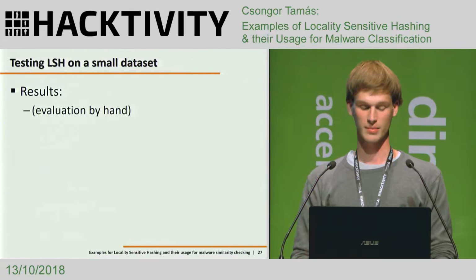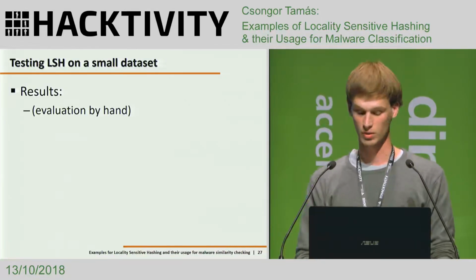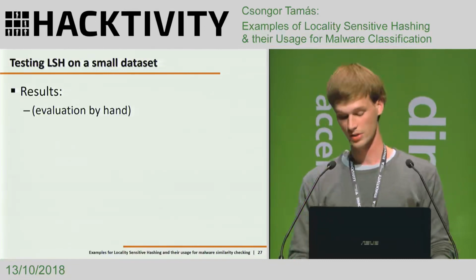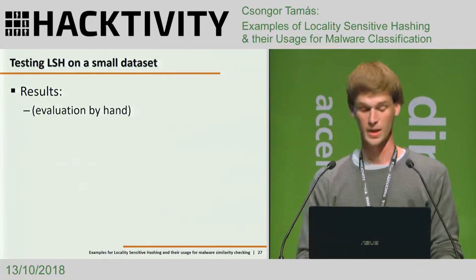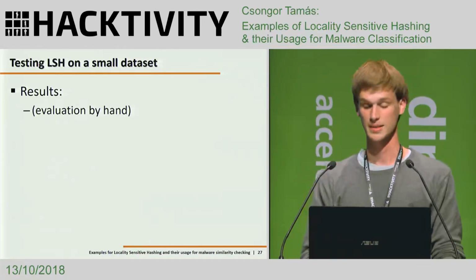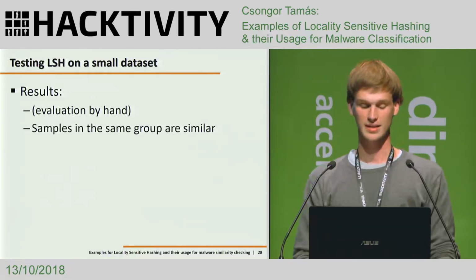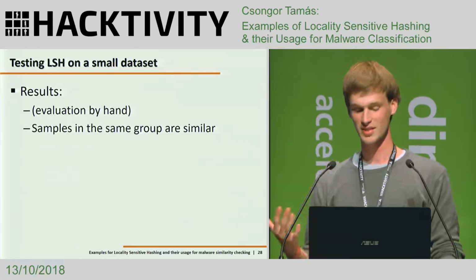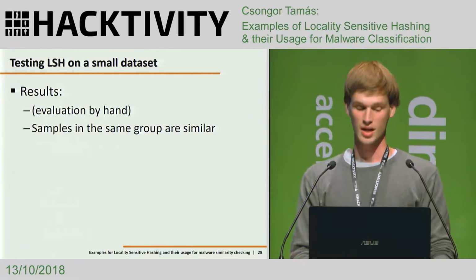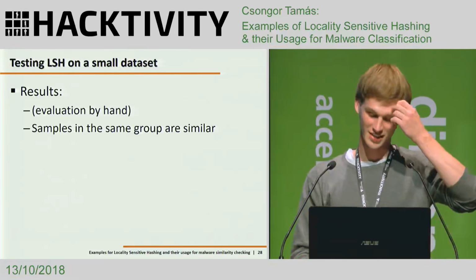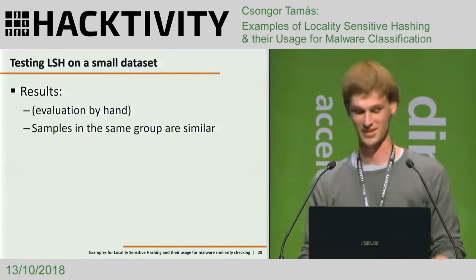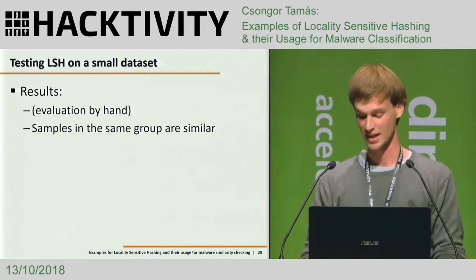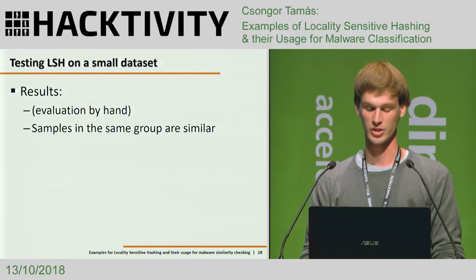As for the results, I evaluated by hand. I obtained groups from these 3 clustering algorithms, and I downloaded the binaries and looked at them, the disassembly, and hybrid analysis. It showed that samples in the same group are similar. So this process of locality sensitive hashing works. And I have to mention that these groups contained more than one sample, because of course if a group contains one sample, it is similar to itself. So there were groups created, and the files in them were similar to each other.